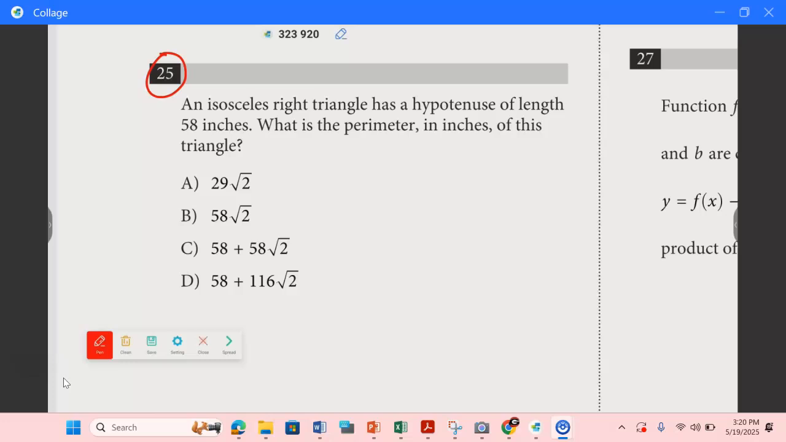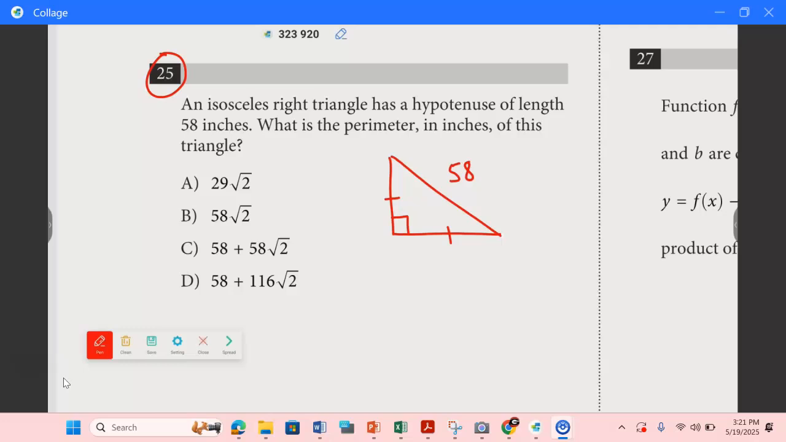Okay, so isosceles right triangle. So we need to know some vocabulary. Isosceles means two sides are congruent, and we've got this here. So what we know: the hypotenuse is 58. And if you know your special right triangles, this isn't so bad. There are two special right triangles.